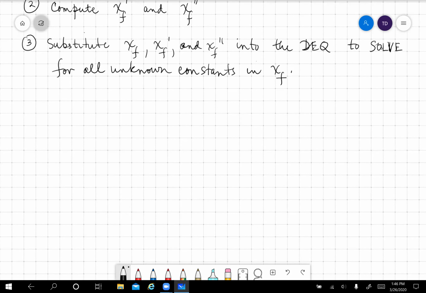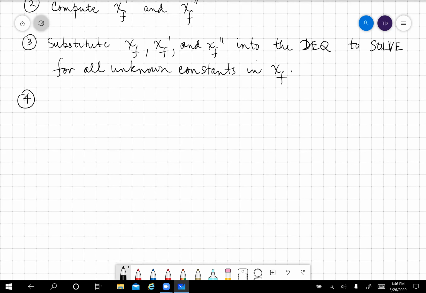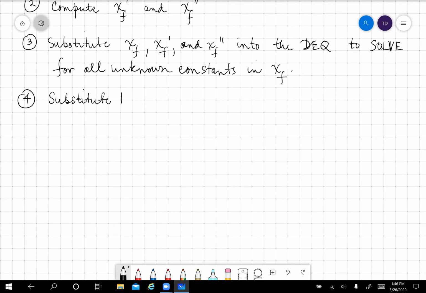So we're going to solve for these unknown constants. Let me just pull this down so that you can read that. What we're going to do is substitute the constants back into x sub f. So we now have the full response for x sub f. We have the full response.